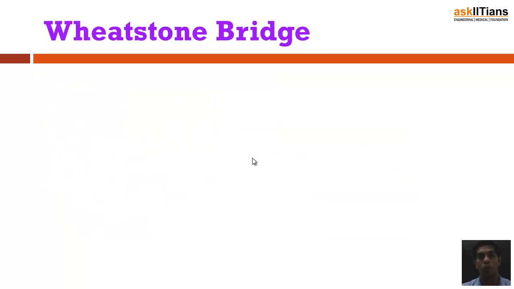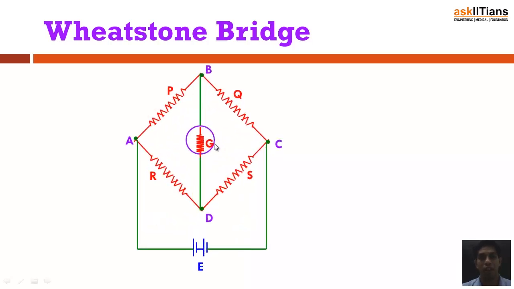So now we'll move on to one of the most famous circuits in current electricity, that is the Wheatstone bridge. The setup looks like this. Here I have 4 resistors connected like this. AB has a resistor of P, BC has a resistor of Q, CD has a resistor of S, and AD has a resistor of R. And connecting the points B and D, I have a galvanometer, and it's connected to a cell. So the current flows like this.